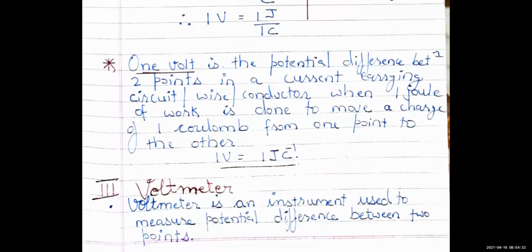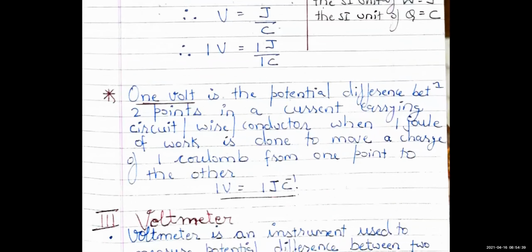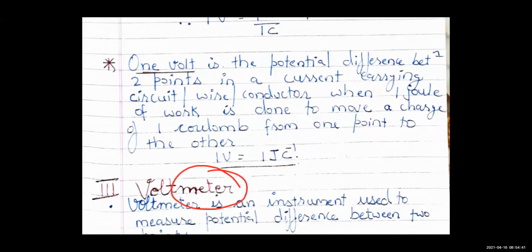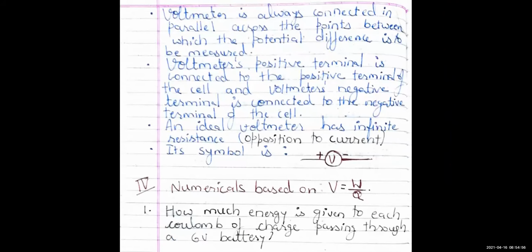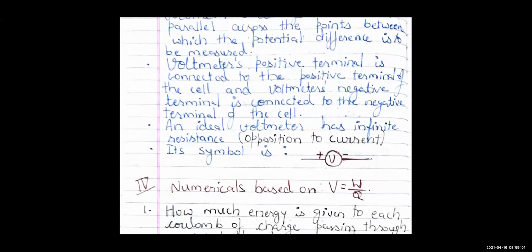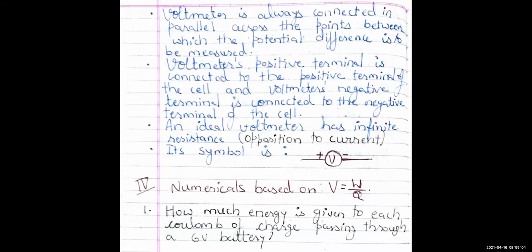Voltmeter is an instrument used to measure the potential difference between 2 points. So children, the spelling of meter is M-E-T-E-R. Don't write M-E-T-R-E. Clear? Now let us see how this voltmeter should be connected in the circuit. As we had seen, the ammeter is always connected in series. Yes, beta, the voltmeter is always connected in parallel. How parallel? I'll show you.